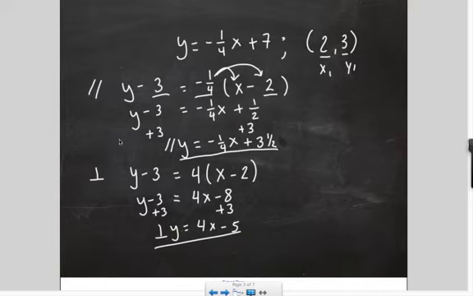So we always go in the point-slope. Point-slope is the process that you want to go into, which means you're going to use the point and just the slope. That's all you need to know.